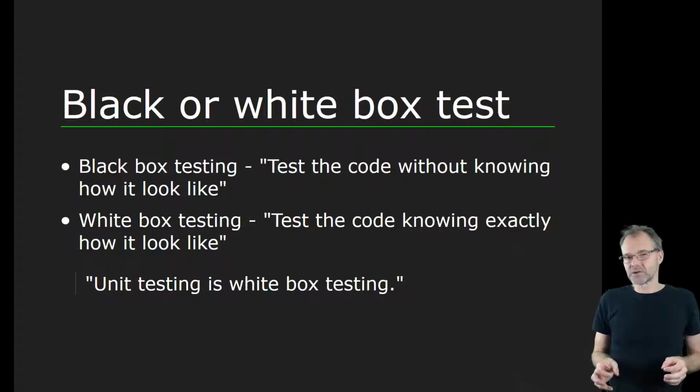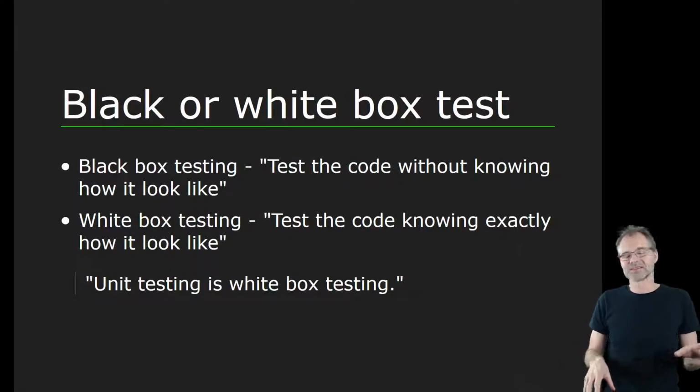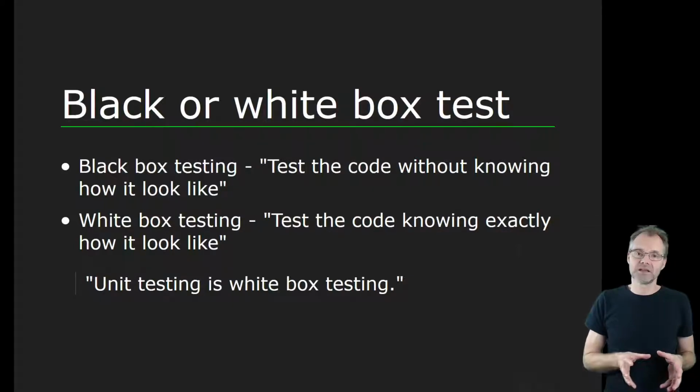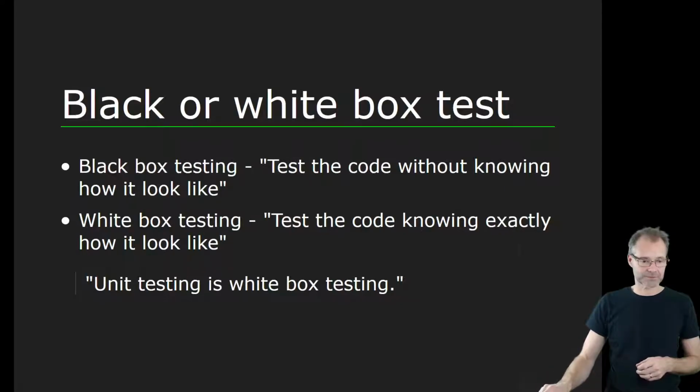When we talk about tests, some are white box tests, some are black box tests. So just a short note on what this is. Black box testing is when we test code that we do not know what it looks like. And that is not unit testing. Unit testing is white box testing, where we test exactly the code, we know exactly what it looks like, and we try to test the whole code. So that is called white box testing. Okay, we can leave that.